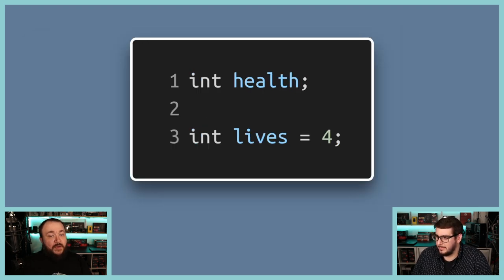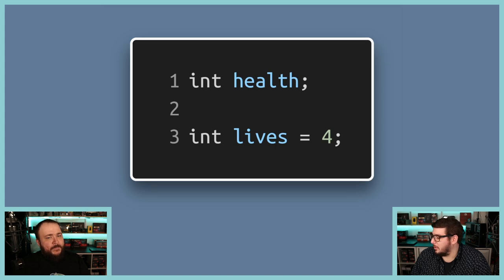So if we have a variable called health, and it is of the kind int, it's a type int. So it's an integer, which is a whole number. So I can either say, I have a variable called health, it is an int, I put a semicolon, that's it. I can also, in line 3, say I'm creating another variable, it is called lives, it is of the type int, and it has the value 4 in it. So the difference between those two is health doesn't have a value.